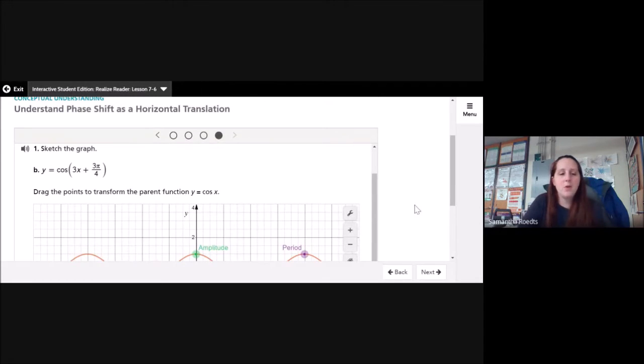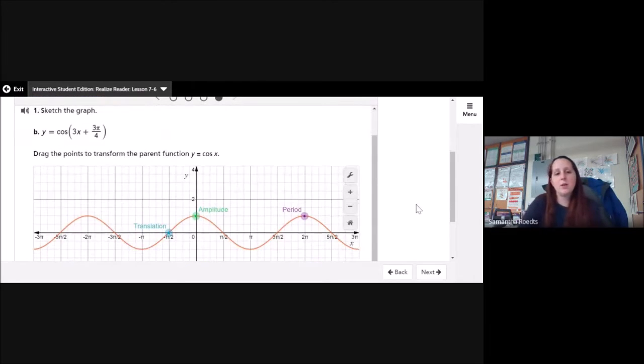All right, so for b, y equals cosine of 3x plus 3 pi over 4. And I want to drag the points to transform the parent function y equals cosine x. Notice there's no number out front, which is my amplitude, so my amplitude is going to stay 1. I'm going to deal with the 3 first. The 3 is going to tell me how much I'm going to compress it. So that's my period. I'm going to take 2 pi divided by 3, which gives me 2 pi over 3. So that's where my period's going to go.